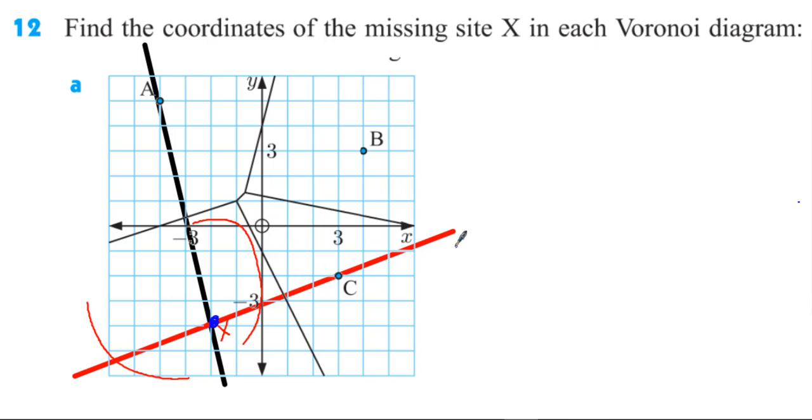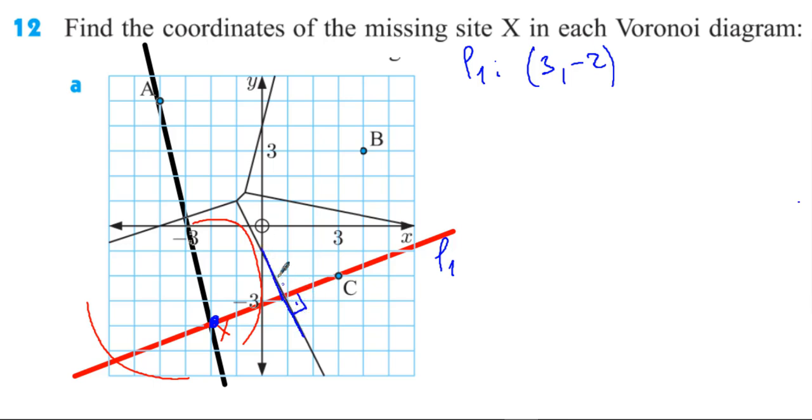Let me just find this. Okay, let me call it line 1. Let me find this one, and the rest I will leave for you. Line 1. We have the point on it, which is 3 and minus 2. Okay, and I need the gradient. How can I find the gradient? Actually, from this edge, which divides these two sides. This edge's gradient and this line must be perpendicular.